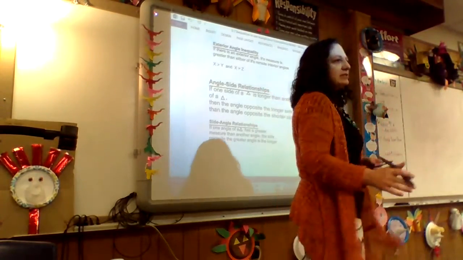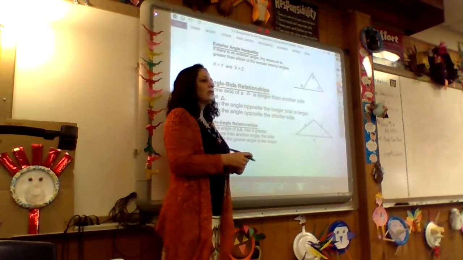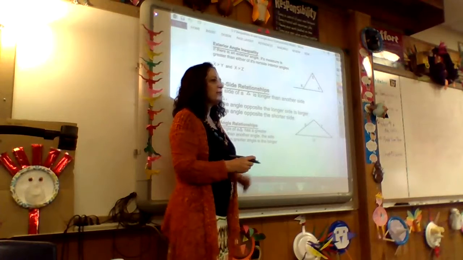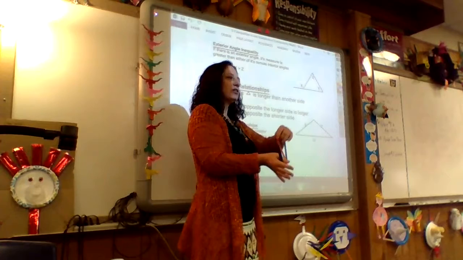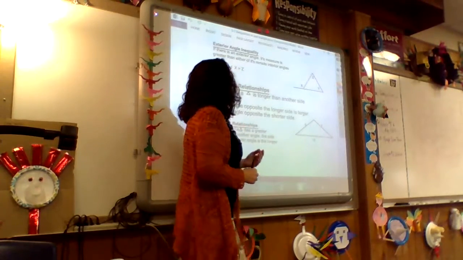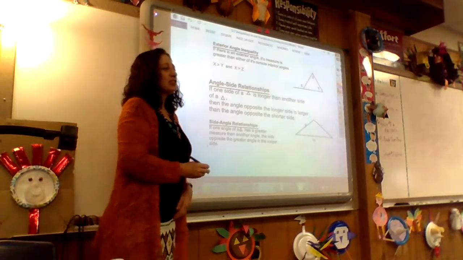So, inequalities. Inequalities means not equal, meaning you can compare with a greater than or less than symbol, like we just did with our triangle inequality theorem. You're checking that two sides have to be greater than the third side. The exterior angle inequality happens because of the exterior angle theorem.